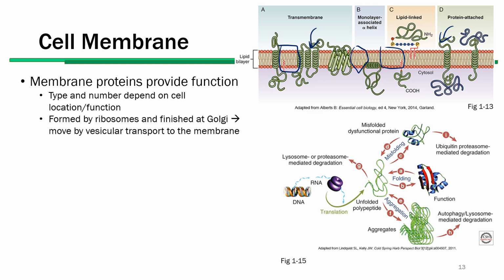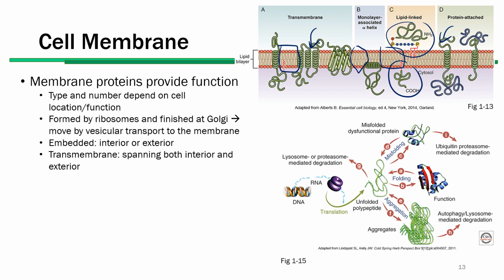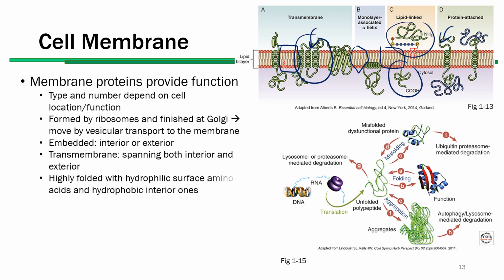The proteins are formed by ribosomes and finished at the Golgi, like we talked about a few slides ago, and then they move by vesicular transport to the membrane where they're inserted. They can be embedded either interior or exterior, and here we see one that's exterior, anchored on there, and interior, anchored on there. Or they can be transmembrane, which means they span the whole membrane from interior to exterior. They're highly folded with hydrophilic surface amino acids and hydrophobic interior ones. As they form those coils, the inside of the coils would be hydrophobic, and the outside facing the extracellular fluid would be hydrophilic, so that they can interact appropriately with wherever they are.